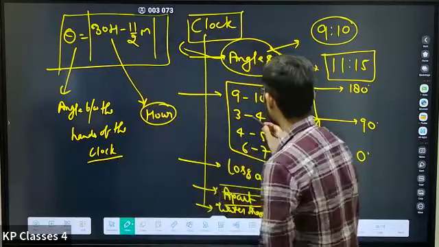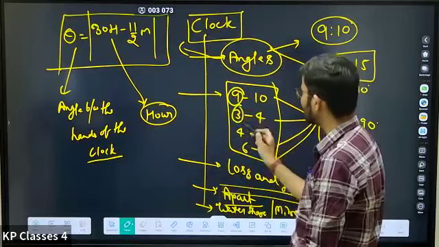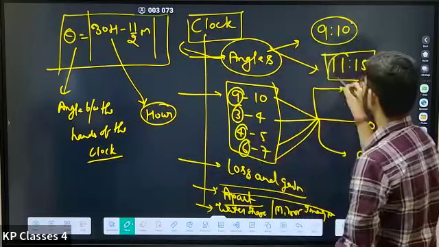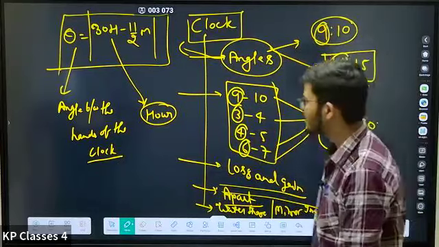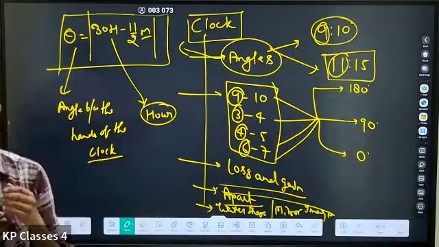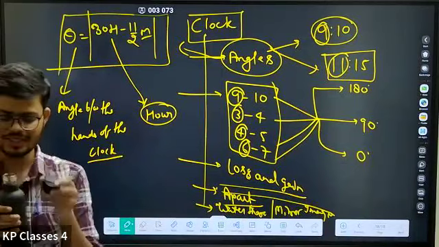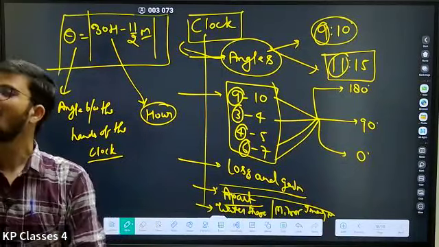Now, what is this hour? For an example, I said 9 and 10. So 9 is the hour. 3 and 4, 3 is the hour. 4 and 5, 4 is the hour. 6 and 7, 6 is the hour. 11:15, 11 is the hour. 9:10, 9 is the hour. Right? So these are hours. These are minutes. So if any of these things is missing, we can solve each and every question based on this formula, that is called theta is equal to 30h minus 11 upon 2 m.